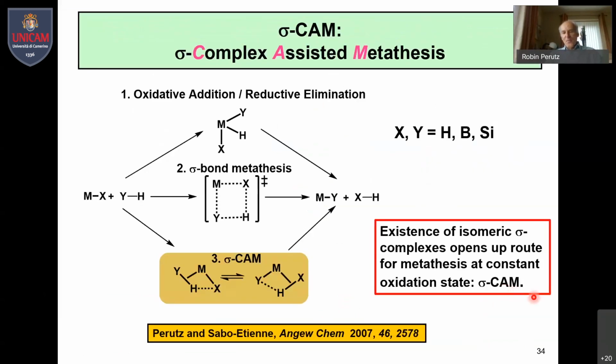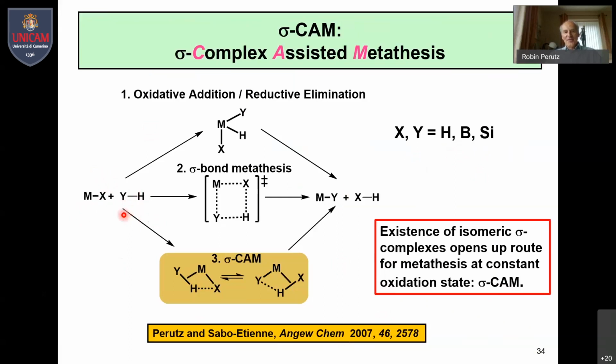So what can happen now is that we can use this principle for reaction. These are metathesis reactions, and to begin with, I've written them in terms of X and Y, where X and Y are either hydrogen, boron, or silicon. And what we're trying to do is to convert a metal X bond to a metal Y bond. And we do this by reaction with YH.